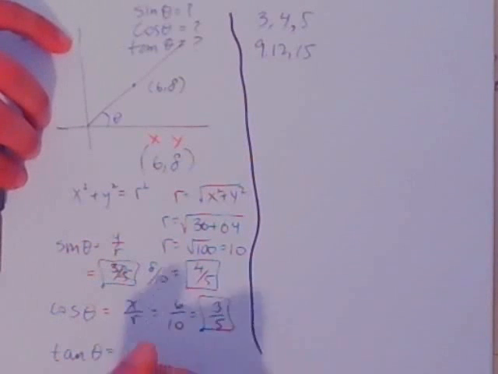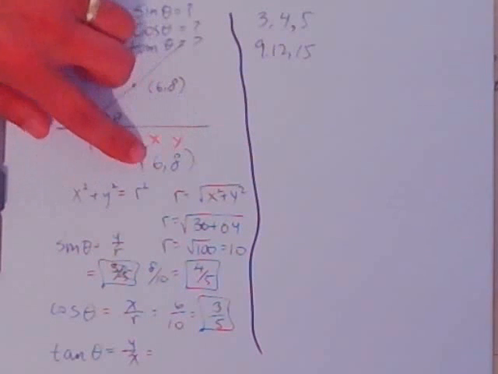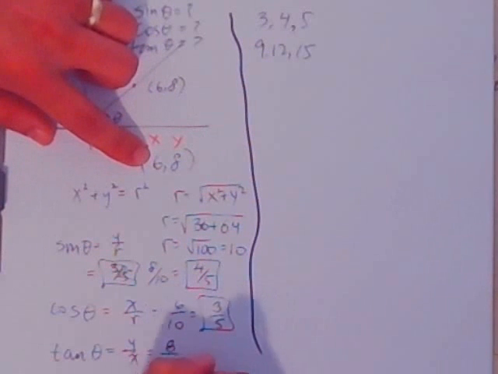Tangent of the angle is going to be y over x. What's my y value? 8. What's my x value? 6. 8 over 6 is 4 over 3.